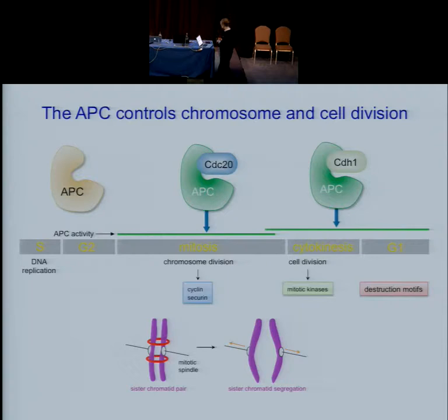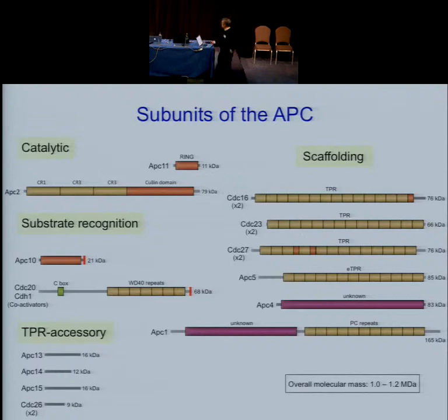Reflecting the complex functions of the APC, it has a complex organization and large size. The APC from yeast is assembled from 14 distinct proteins, including the co-activator. These proteins range in size from APC1, the largest subunit at about 200,000 Daltons, through to the smallest subunit, CDC26, which is only 9 kilodaltons. We know from native mass spectrometry and crystallography that many subunits are present as two copies per complex. So the overall mass of the APC is about 1 to 1.2 megadaltons, depending upon the species.